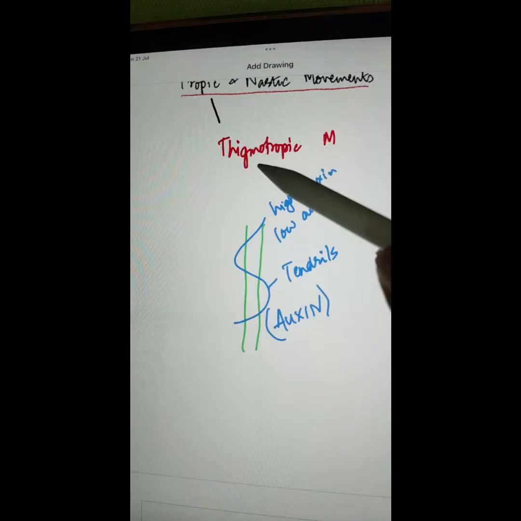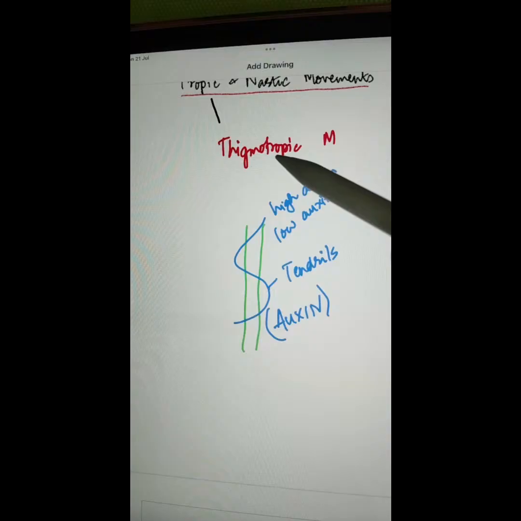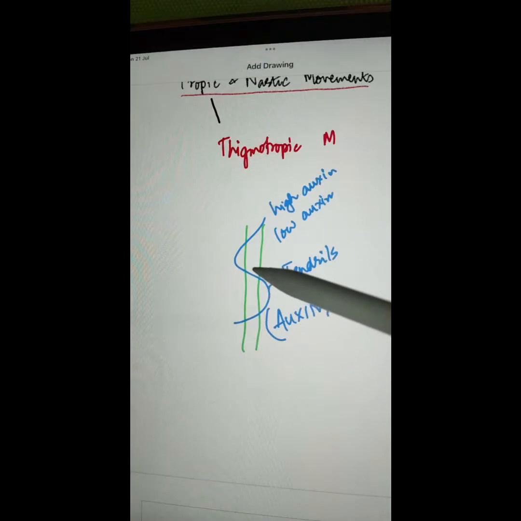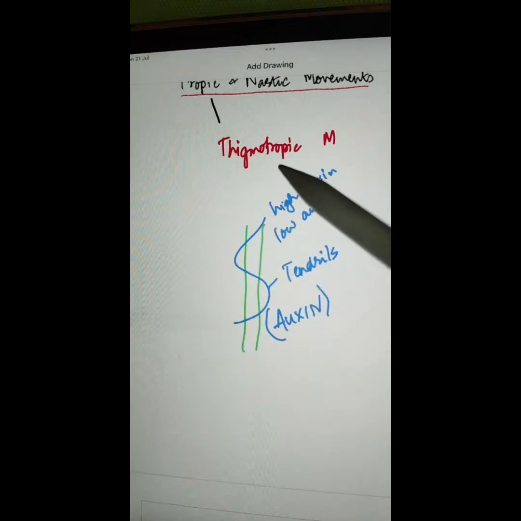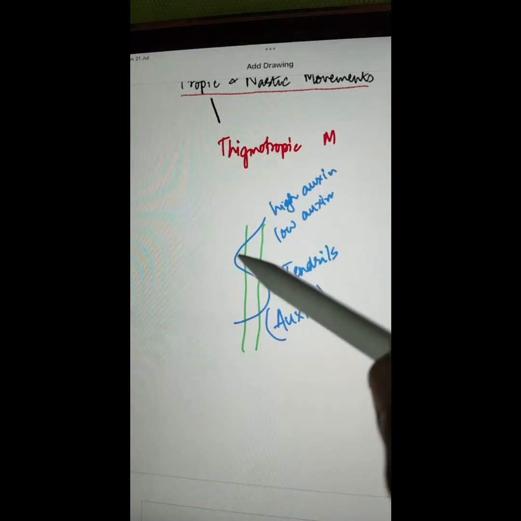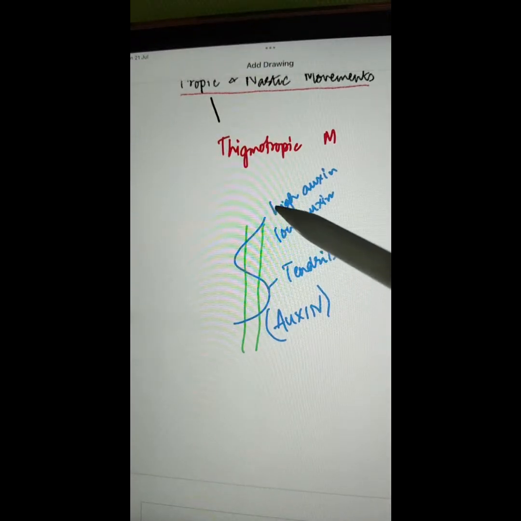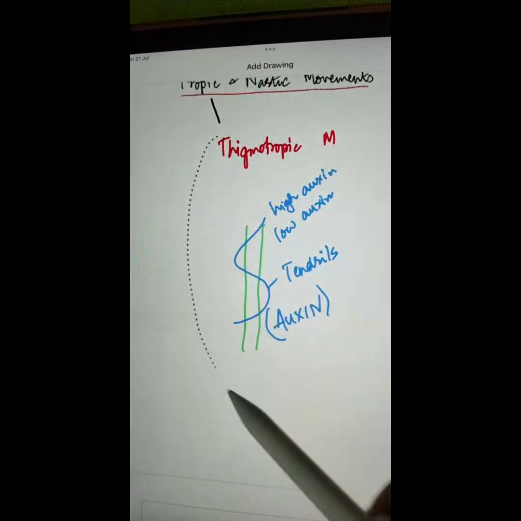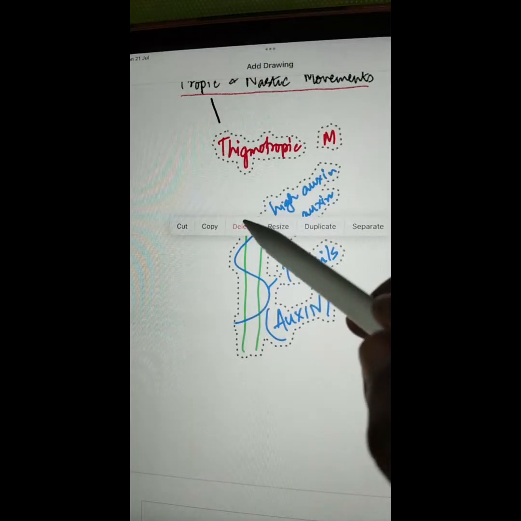Right? So, thigmotropic movement is a movement of the plant in response to touch. This type of movement is exhibited by the tendrils because they have unequal distribution of auxin. The part of the tendril which is in contact with the other plant will contain low auxin, whereas the opposite part, which is not in contact with the plant, will have more auxin. So, with this, we are done with 5 different types of tropic movements.